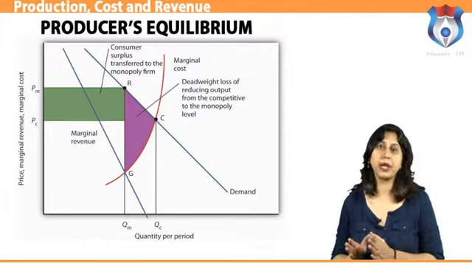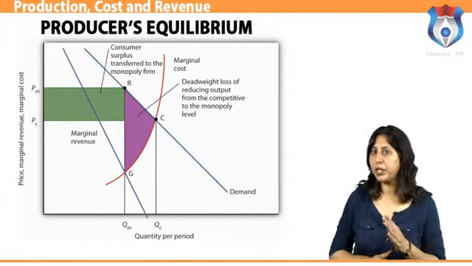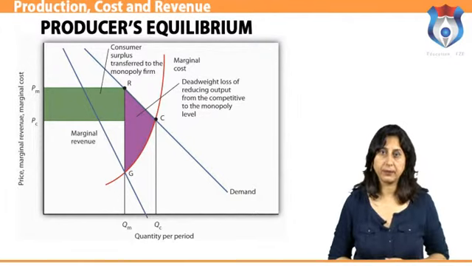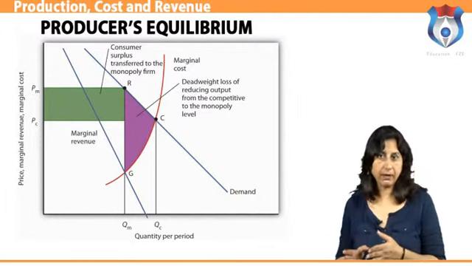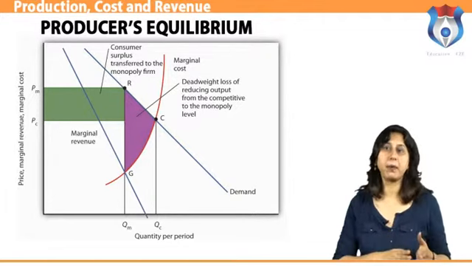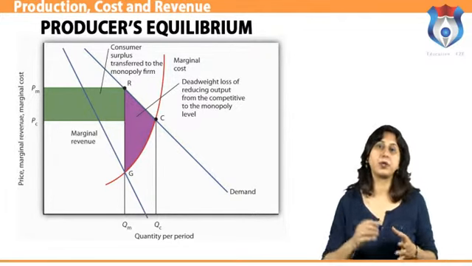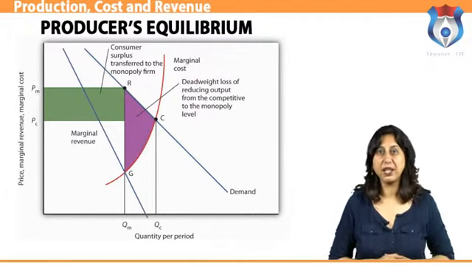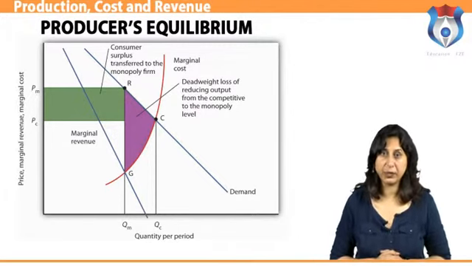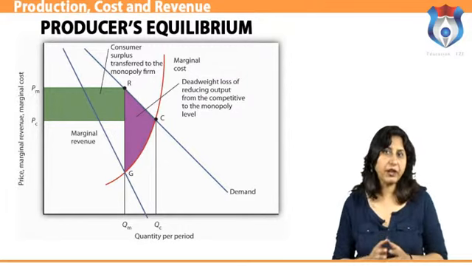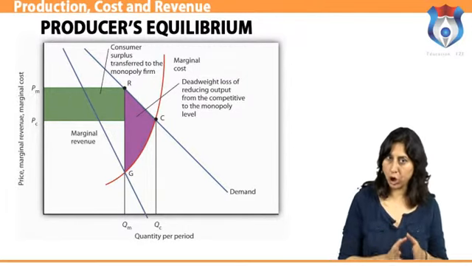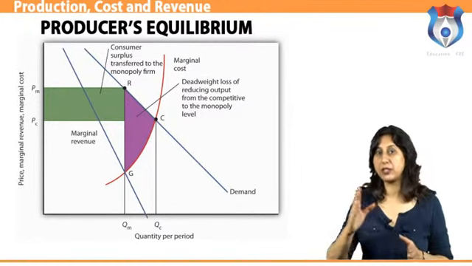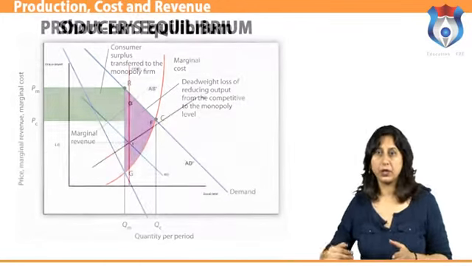MC is equal to MR approach. According to this approach, there are two conditions of producer's equilibrium. MC is equal to MR. MC is greater than MR after the MC is equal to MR output level. The following two conditions are necessary for a firm to be in equilibrium. The marginal revenue should be equal to marginal cost. The marginal cost curve should cut the marginal revenue curve from below.